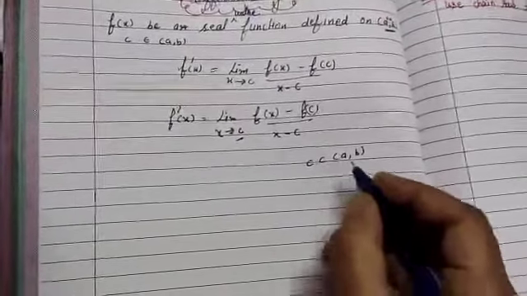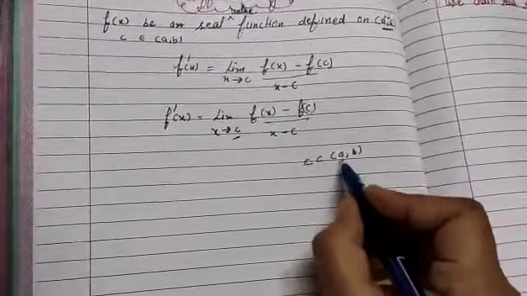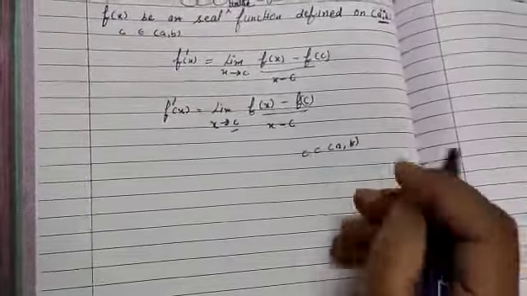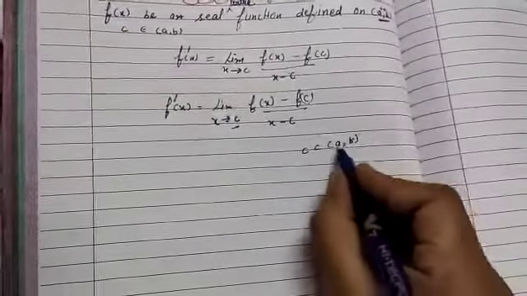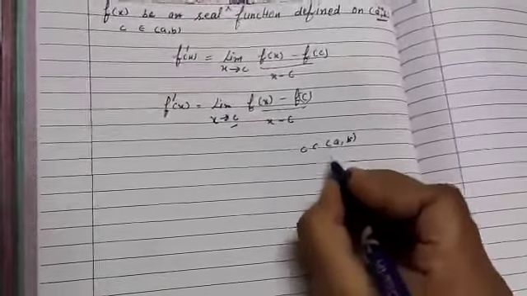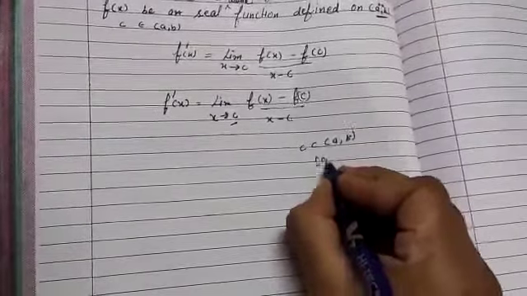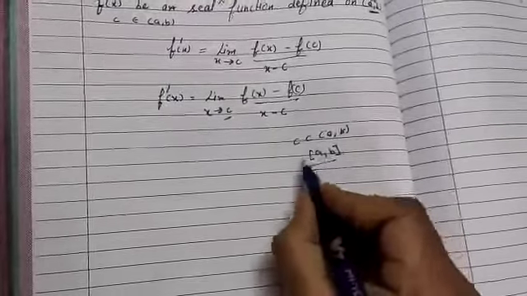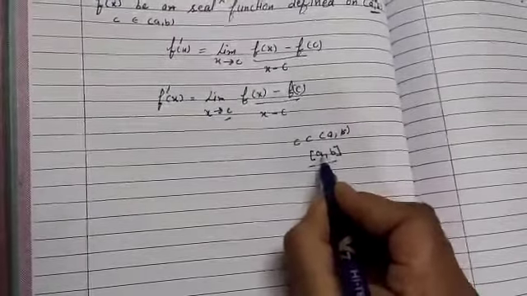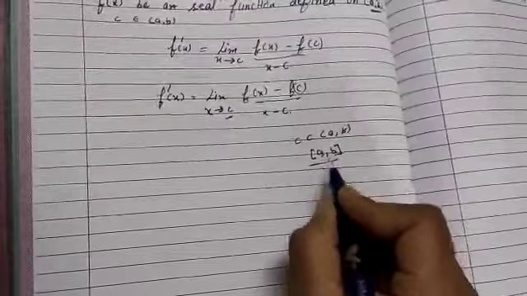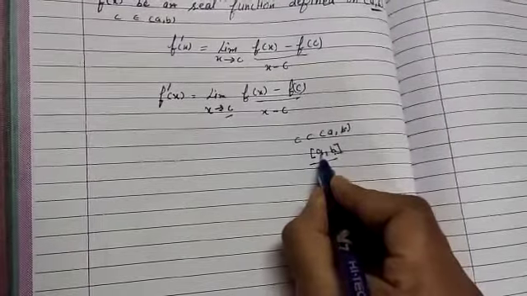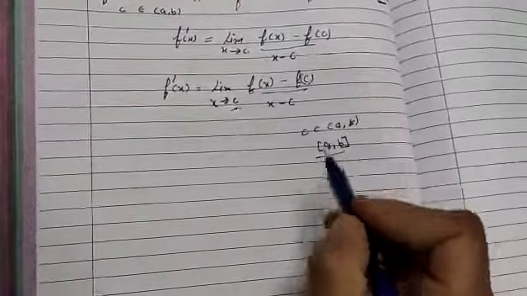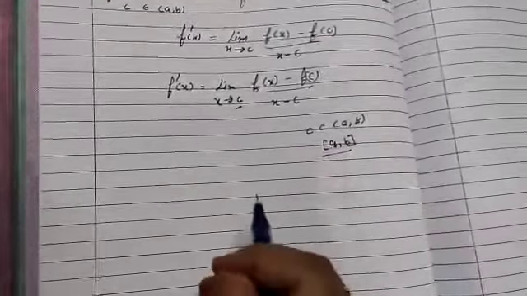As you know, open interval means you are not including a and not including b, but you are including the values between a and b. This is the open interval. Similarly, this is the sign of a closed interval a, b. In this case you are including the values of a and b also, and whatever is given between a and b, you can use all these values.